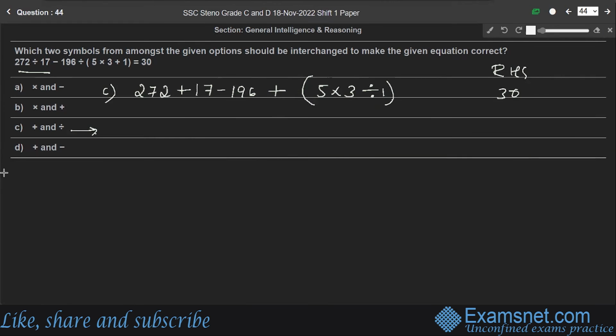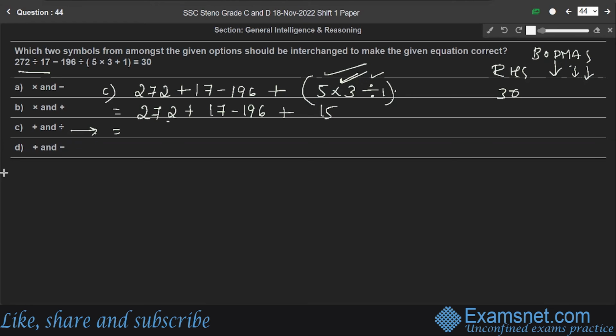Again by the BODMAS rule, go for the bracket part. So 272 plus 17 minus 196. Inside the bracket, we have division and multiplication operations. Go for the division part, again by the BODMAS rule. So 3 by 1 is 3, 5 into 3 is 15. Next comes addition followed by subtraction. Therefore, add all the values.